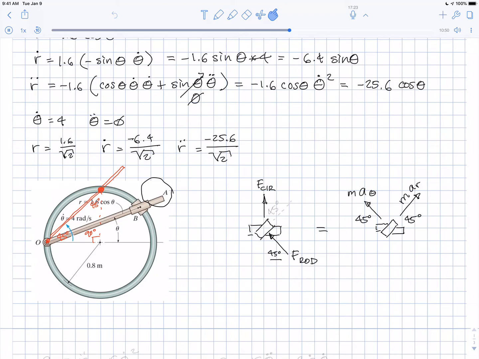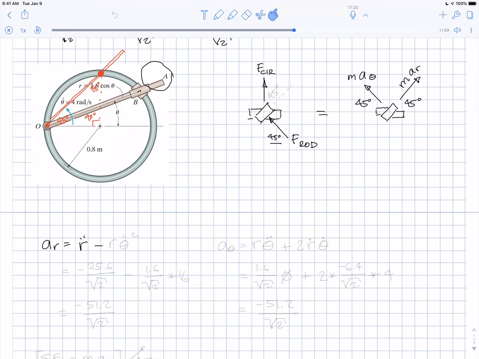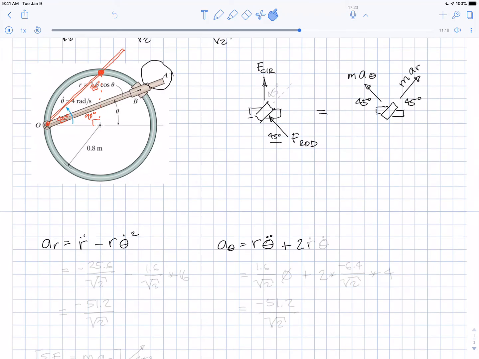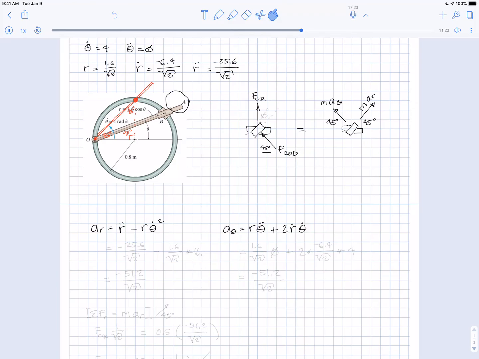Okay, we're ready to go. We just have to remember what a_r and a_theta are, and we've done this several times now. The radial acceleration is r double dot minus r theta dot squared, so the acceleration going out minus the centripetal coming in. And the theta acceleration, remember, is just the radius times the angular acceleration plus the weird 2 r dot theta dot. Okay, so let's put that all in.